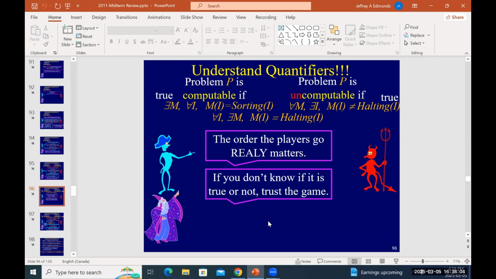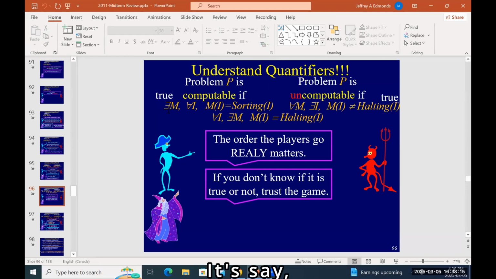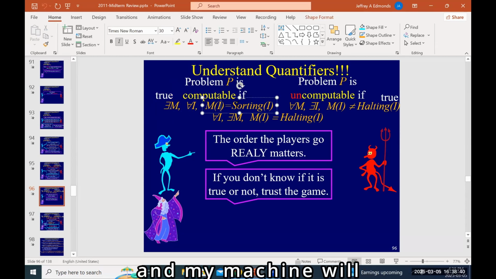And what do you need to know for sure in computer science is this sentence right here, right? You read it left to right. This says, what are we saying? We're saying something about machines. There exists a machine. What's a machine? It's basically an algorithm, right? There exists one machine that has what property? It has the property that you give me any input and my machine will give you the right answer, right?